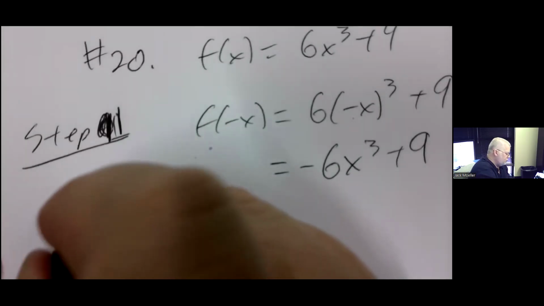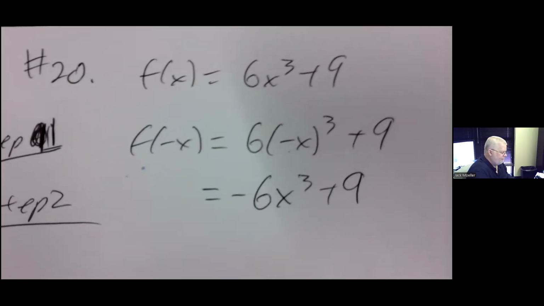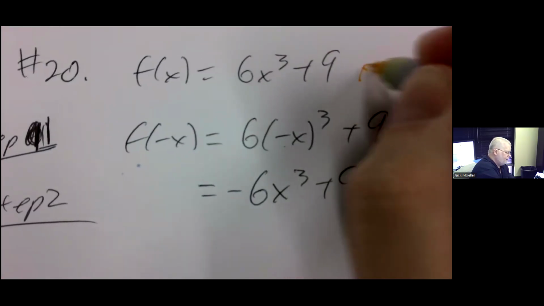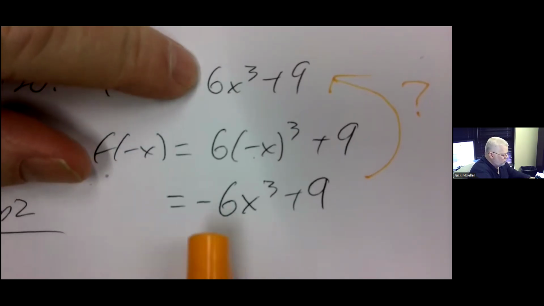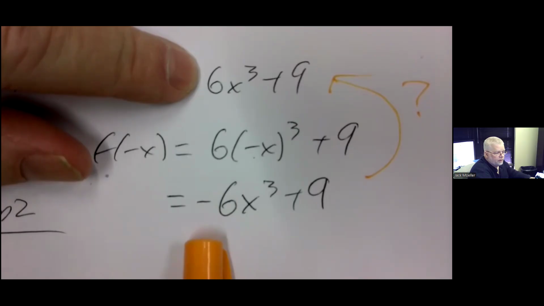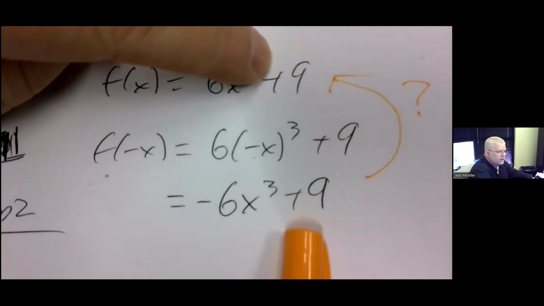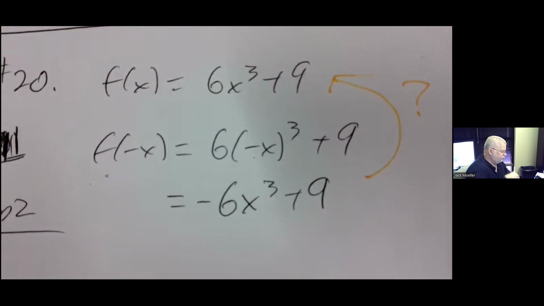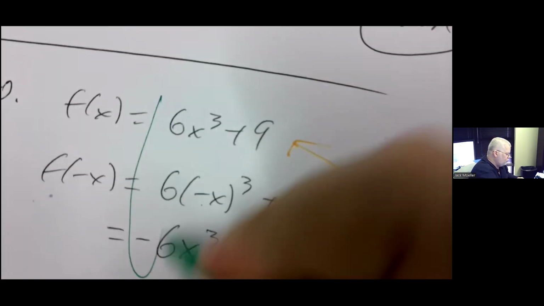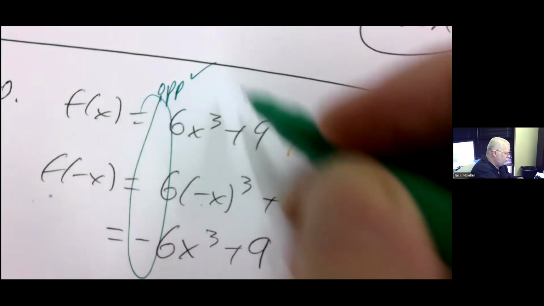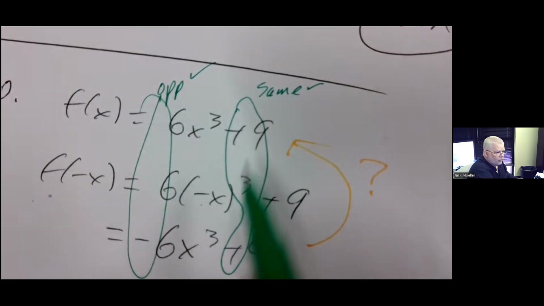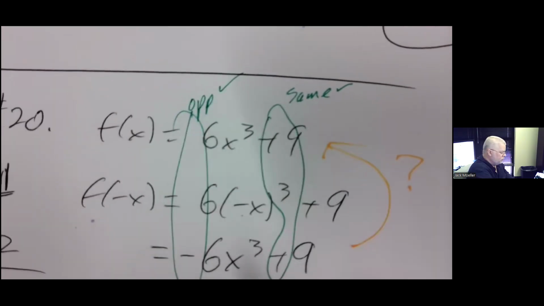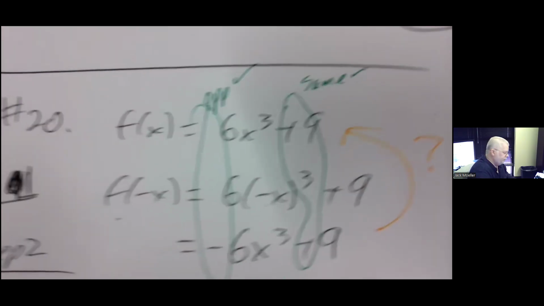Step two, compare it to what we started with. All right, so those are opposite. Okay, so it's definitely not even, but that's the same. Opposite, which is good. Same, which is bad. Well, if it's even, we'd want them all same, but since we have a mix, this is definitely not even.